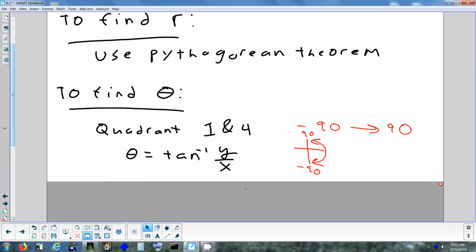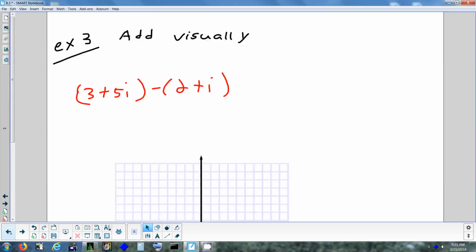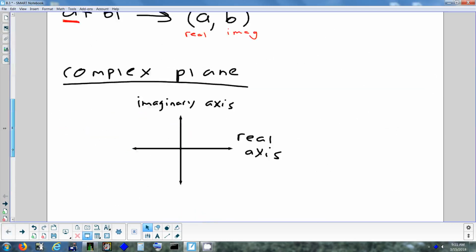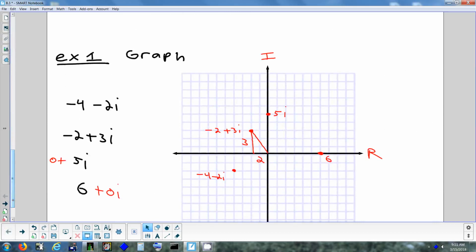But that's a problem, because what if I graph a point and it ends up over here? What if it ends up in quadrant 2, like we did one somewhere? Right here, like -2 plus 3i. That's in quadrant 2. So how would you find that angle in quadrant 2? You can't just use inverse tangent y over x. It's not going to give you an answer in the second quadrant.